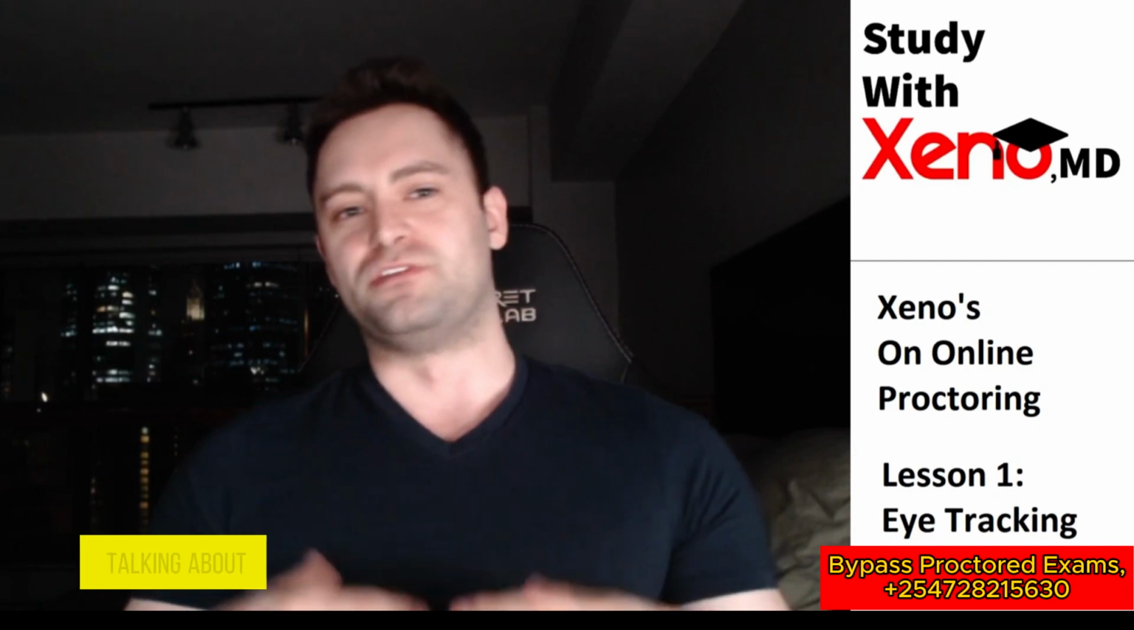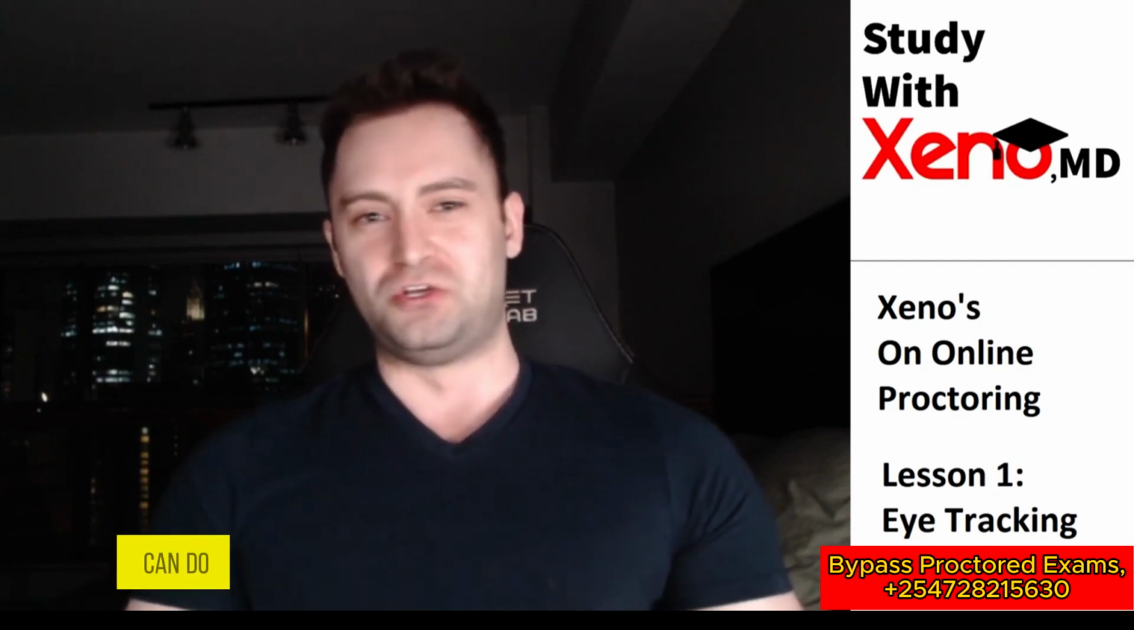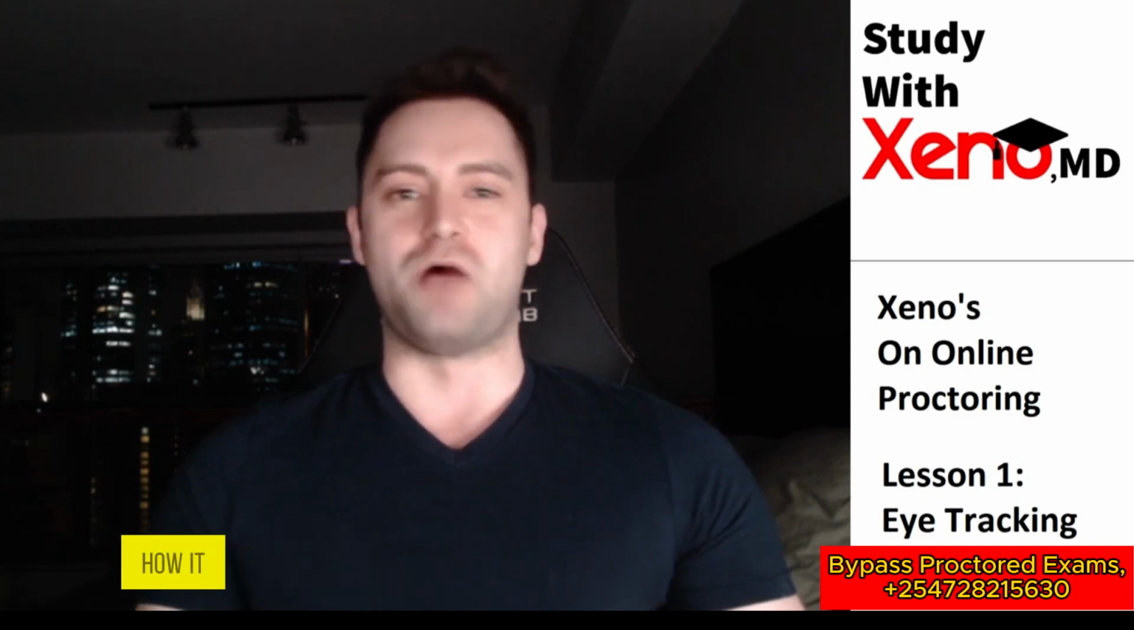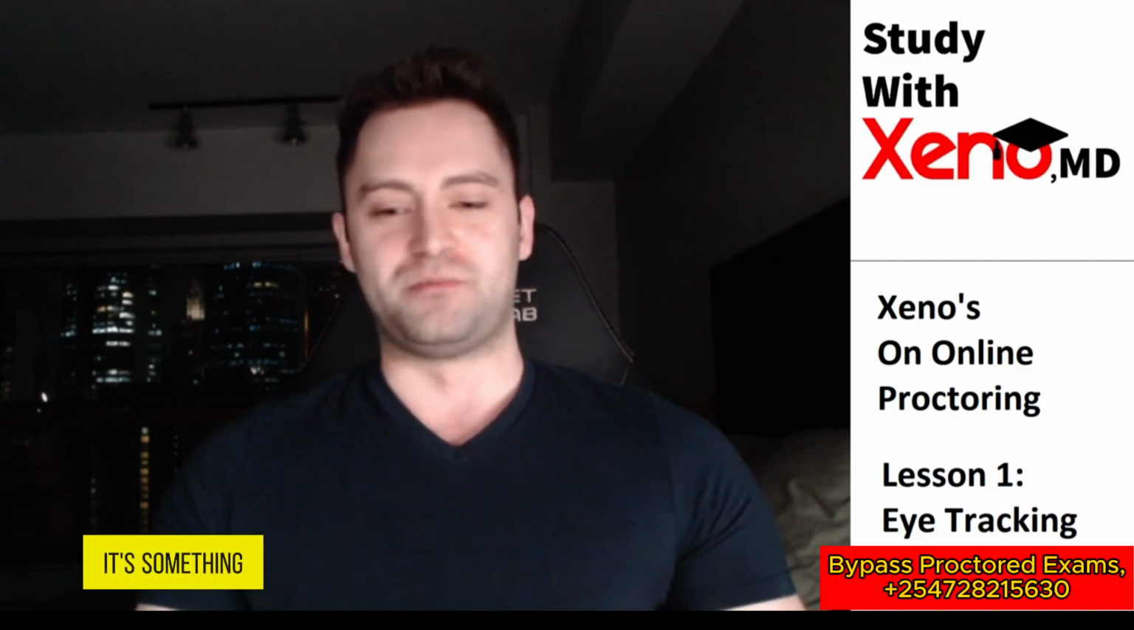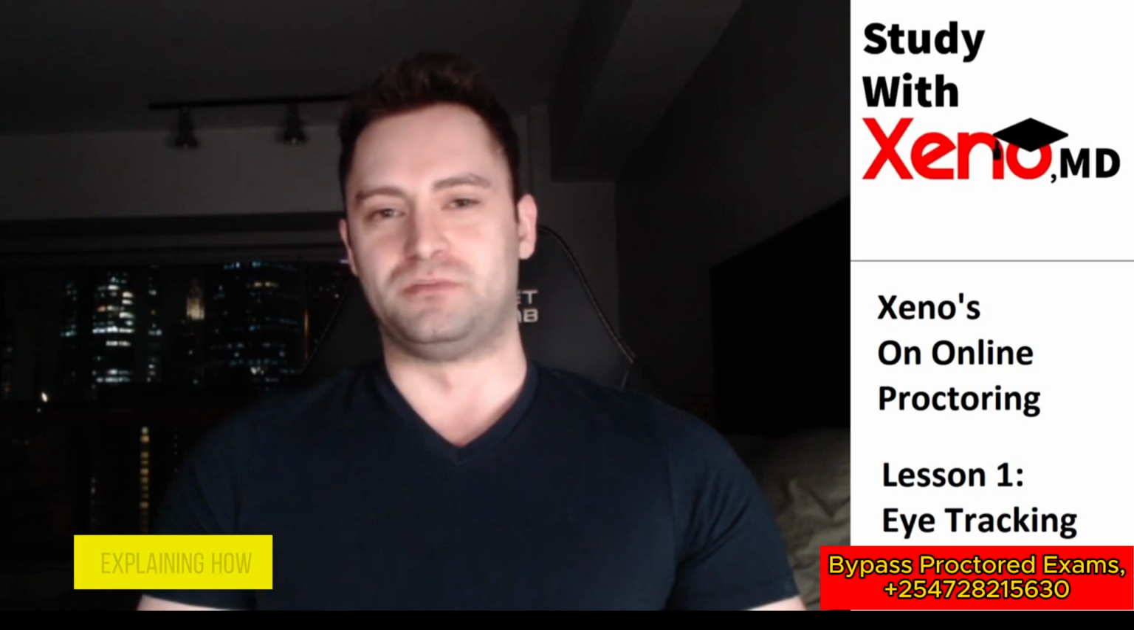So this is the first video in my new series where I'm going to be talking about the history of online proctors, what they can do, some of the mishaps, and just generally answering questions as best as I can. So this first video is going to be all about eye tracking, how it works, and what it can and can't do. It's something that I always see people asking me on Reddit, and I've always wanted to make a video explaining how it really works.